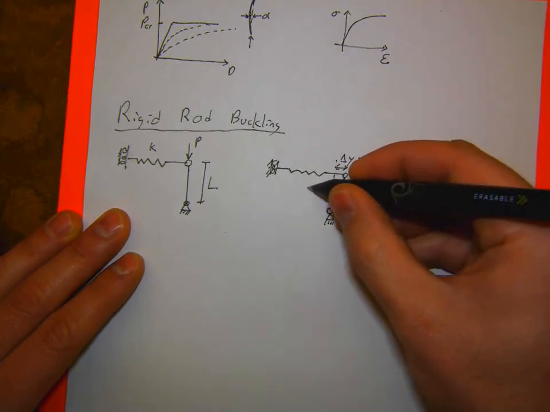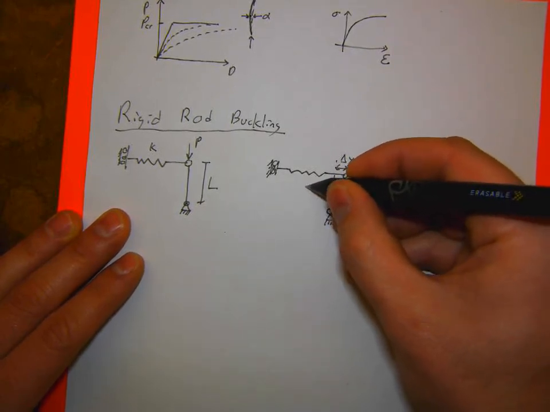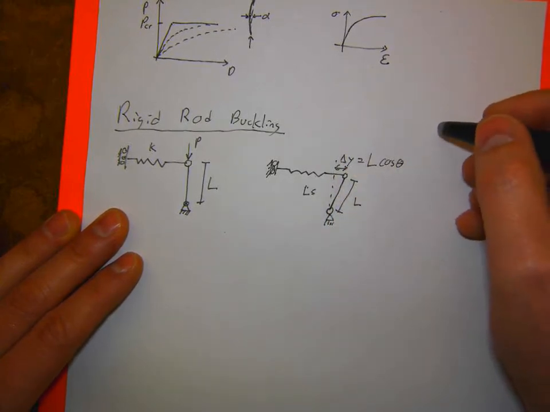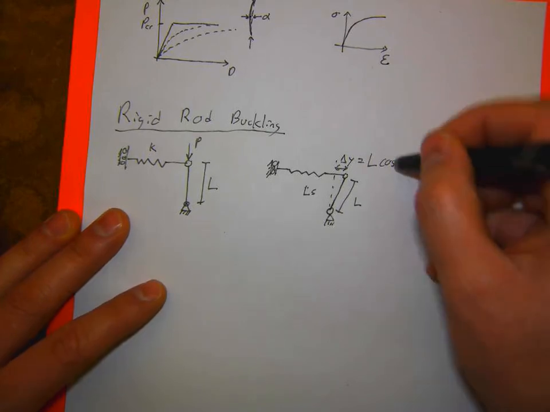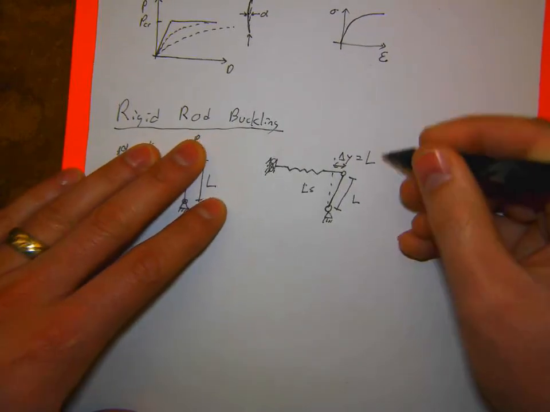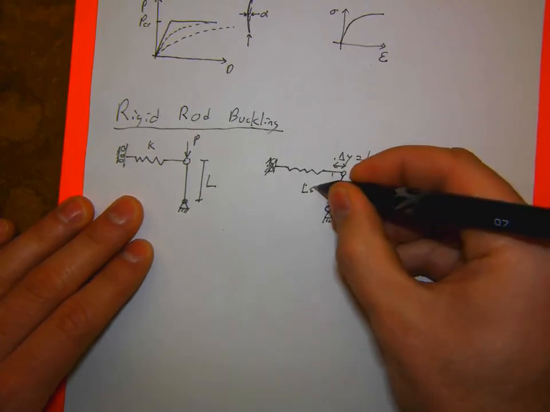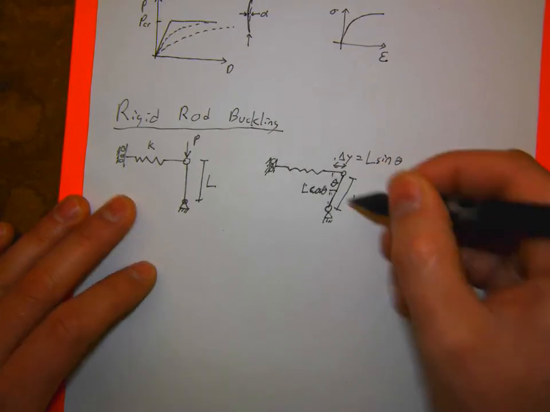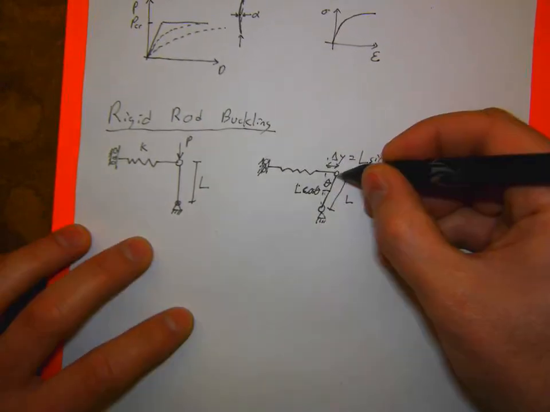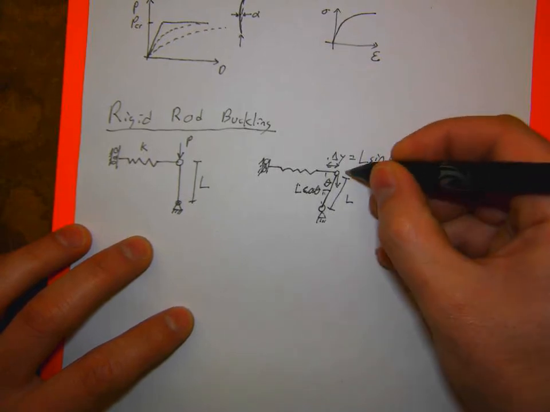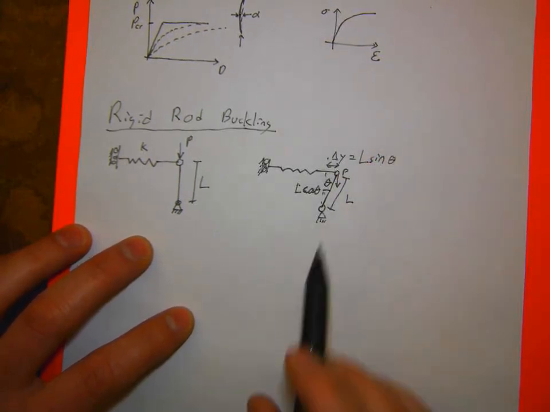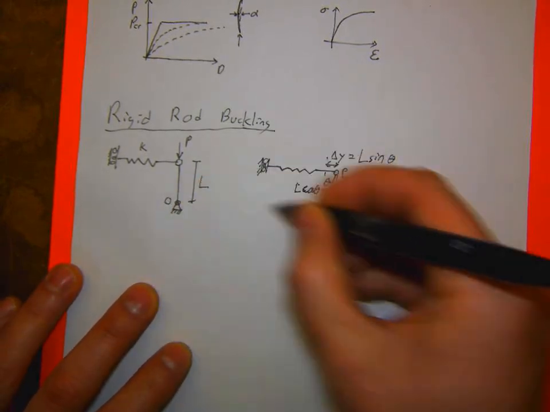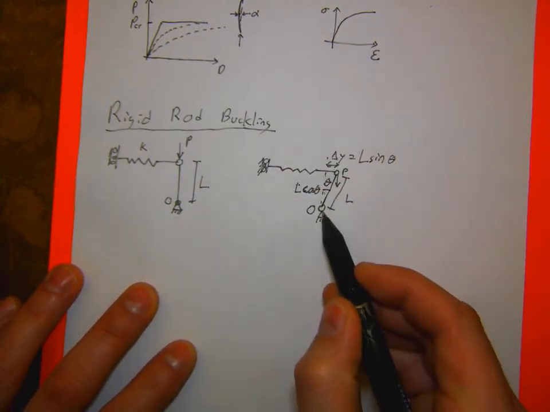This is now L sine theta. Did I mix that up? L sine theta. Sorry. And this is L cos theta here along the side for some angle theta in here. And I want to figure out how much load P I have to apply before this buckling happens. So to do that, I'm going to take a moment balance around this bottom point here.